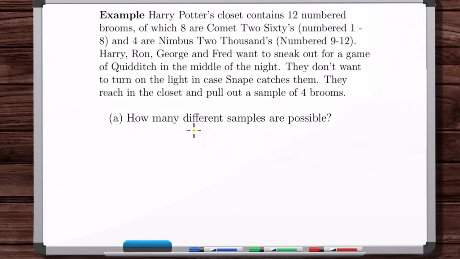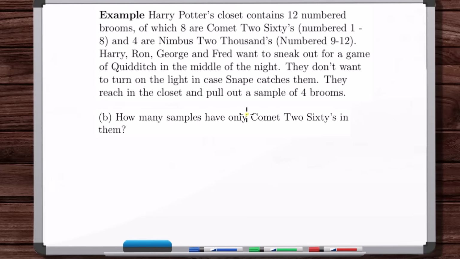So a sample of 4 brooms. It just sounds like they're saying order doesn't matter. Just 4 brooms in whatever order. So in that case, there's no duplicates here. There's no indistinguishable objects. They're all numbered. So we're just choosing from a group of 12 different objects, right? It's not like you have 2 brooms that are the same or something. So the order doesn't matter. This is 12 choose 4.